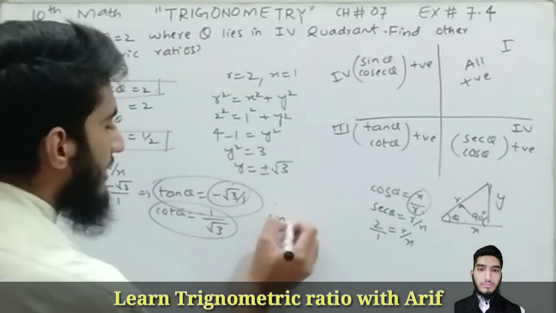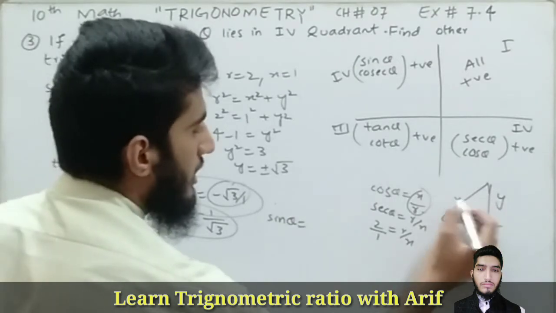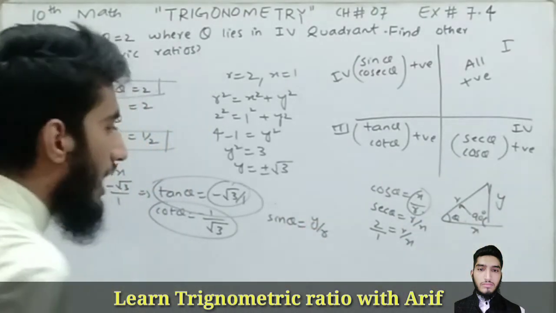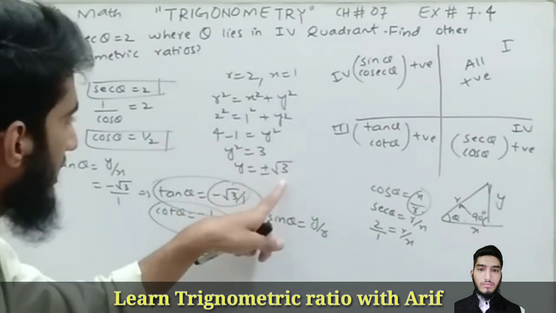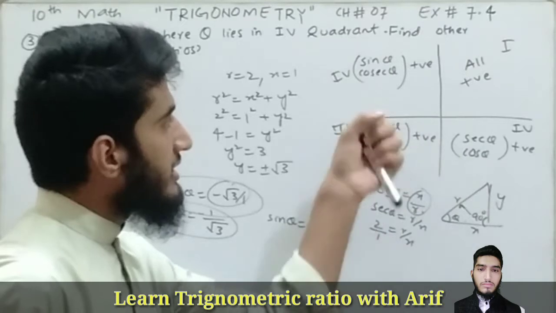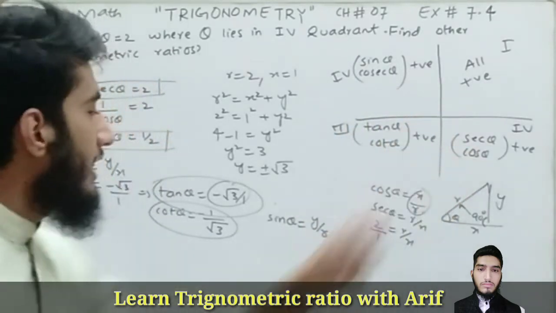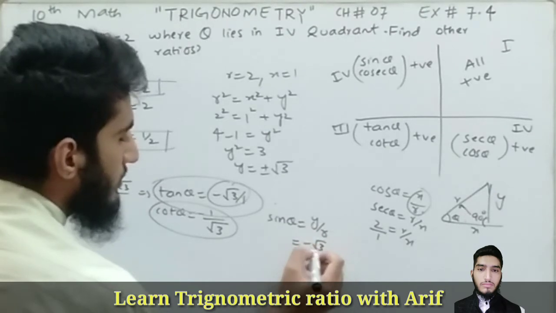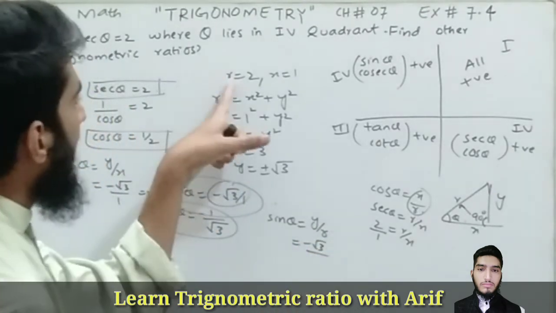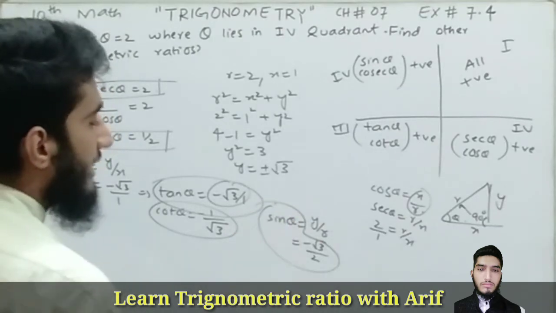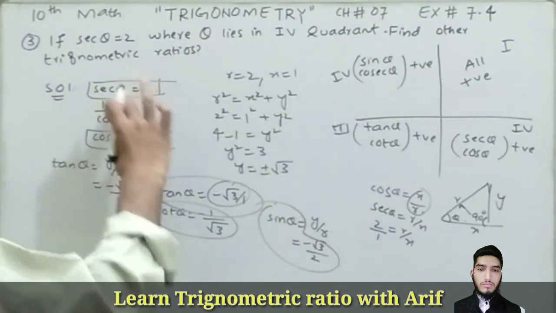You know that sine theta is equal to perpendicular divided by hypotenuse. For perpendicular we have y, and for hypotenuse we have r. You know that the value of y is under root 3. In the fourth quadrant, sine theta and cosecant are negative. They are positive only in the second and first quadrants. So over here we will take the negative under root of 3. So y is negative under root of 3 divided by r. Our r is 2, so it is minus under root 3 divided by 2. This is sine theta. Now these are five trigonometric ratios.